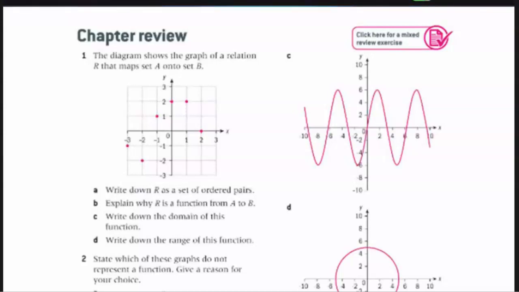Now the first question says the diagram shows the graph of a relation R that maps set A onto set B. Write down R as a set of ordered pairs. So that just means we are going to make a set of each ordered pair.